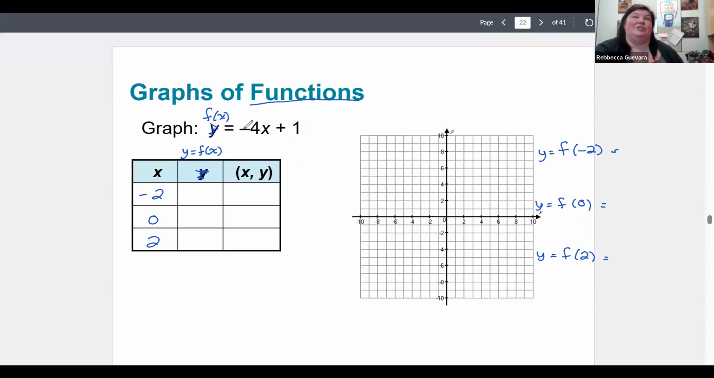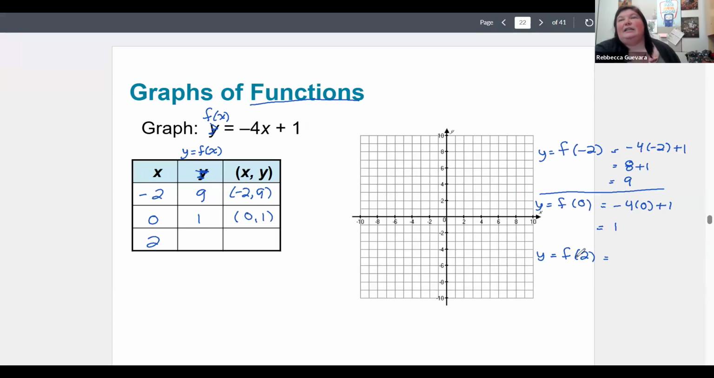So we know that the function is just negative 4x plus 1, so that is negative 4 times negative 2 plus 1, which is going to be 8 plus 1, so that one's going to equal 9. So the ordered pair, negative 2, 9. F at 0 is going to be negative 4 times 0 now plus 1, which is just going to be 1. And f of 2 is just going to be negative 4 times 2 plus 1, which is going to be negative 8 plus 1, or negative 7.